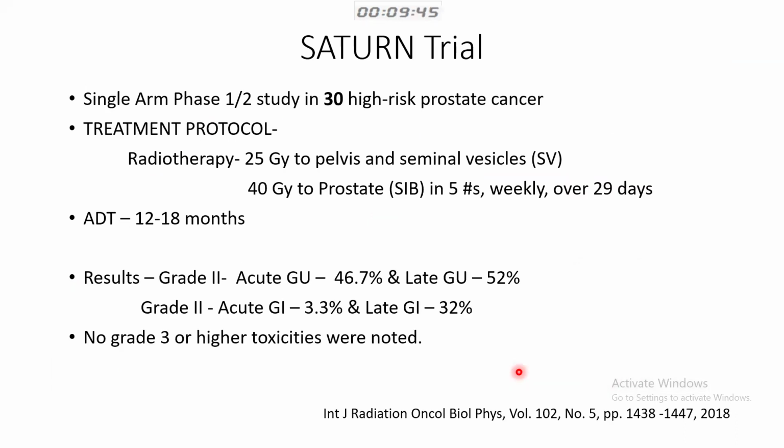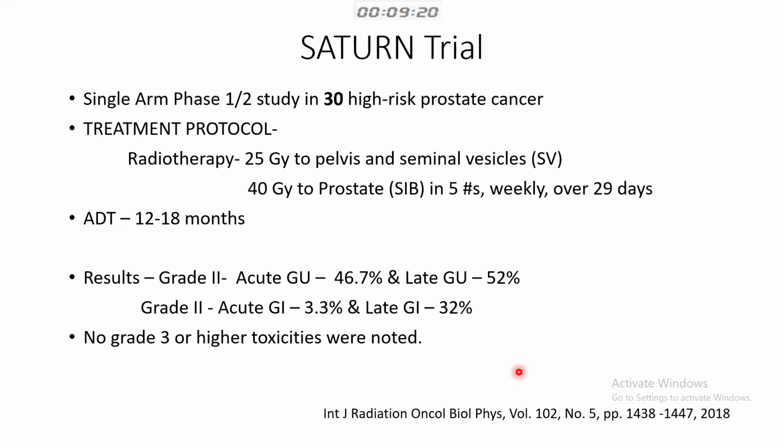Apart from this, the first phase 1, phase 2 trial, called the SATURN trial, which included 30 patients, came to the picture in 2018. The treatment protocol of this trial was 25 Gray to the pelvis, along with 40 Gray to the prostate with SIB in a weekly fractionation schedule, and ADT of around 18 months.